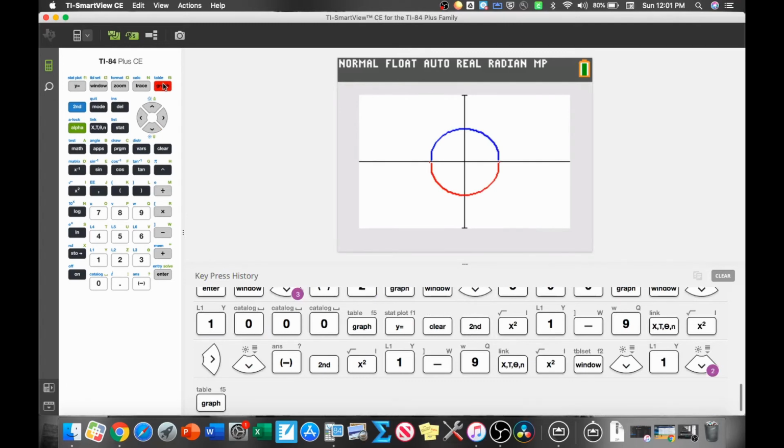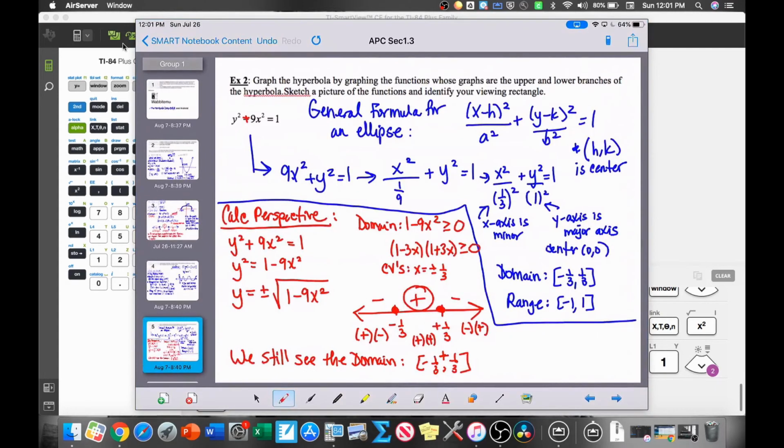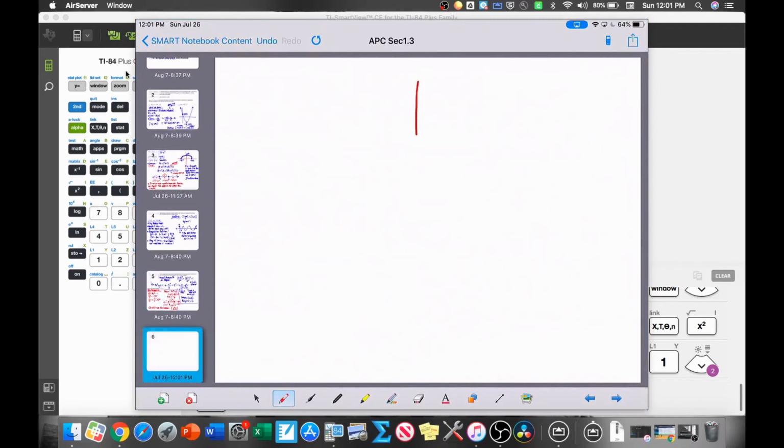Again, the graphing calculator has a little bit of trouble with anything that's curved, like circular or ellipse shaped, just so you know. So this looks more circle-ish than it actually is, but it definitely has more of an egg shape. So let's show a picture of what this graph looks like.